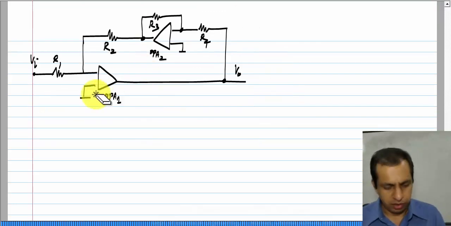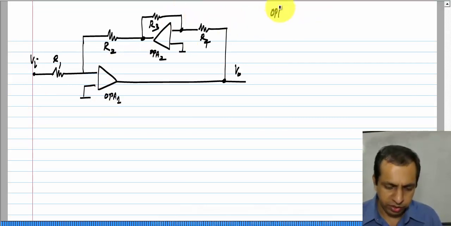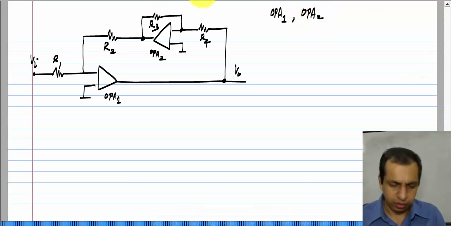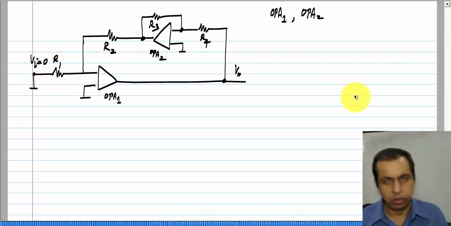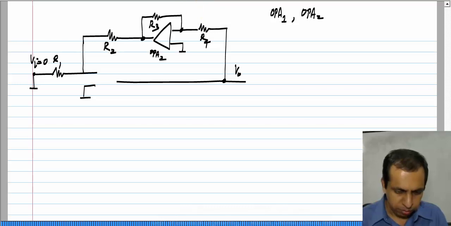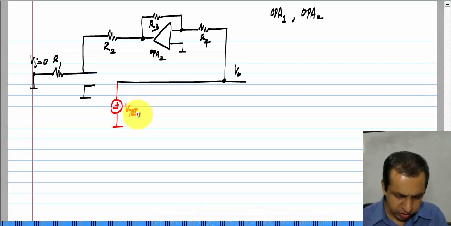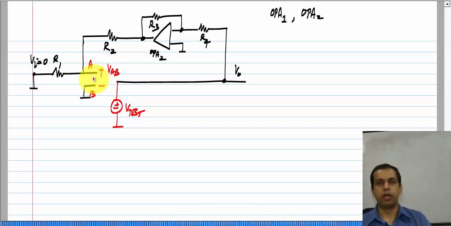So, let me first determine the sign of OPA 1 and then OPA 2. The ordering has some influence, as we will see later. And Vi is set to 0, which means that this is connected to ground. We are determining the signs of OPA 1, that means that this is removed and I apply V test here. Let me call these A and B and I will determine VAB over there.